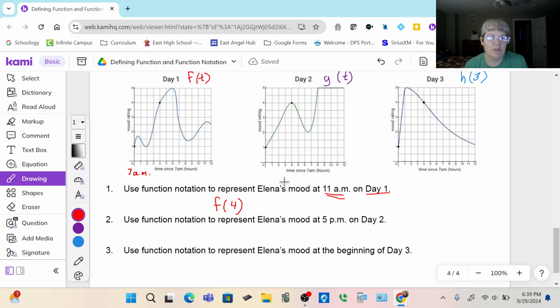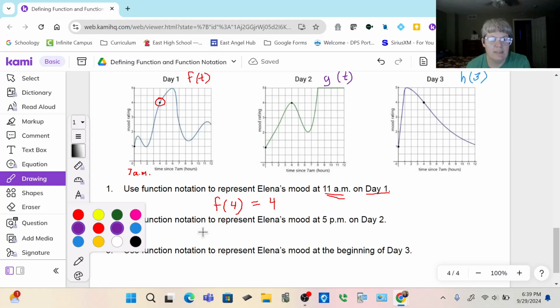Now I can also look at my graph and see what that particular output was at 4. So 4 hours after 7 a.m., Elena had given herself a mood rating of 4. So I can write that f of 4 is going to equal 4. And again, that's because at 4 hours after 7 a.m., her mood, her output, was a 4.